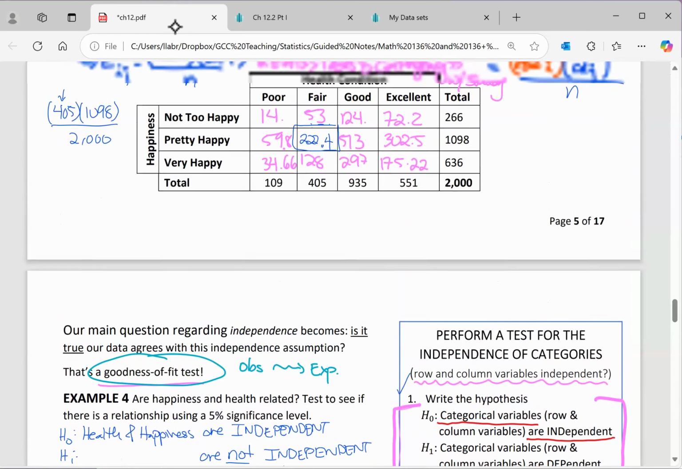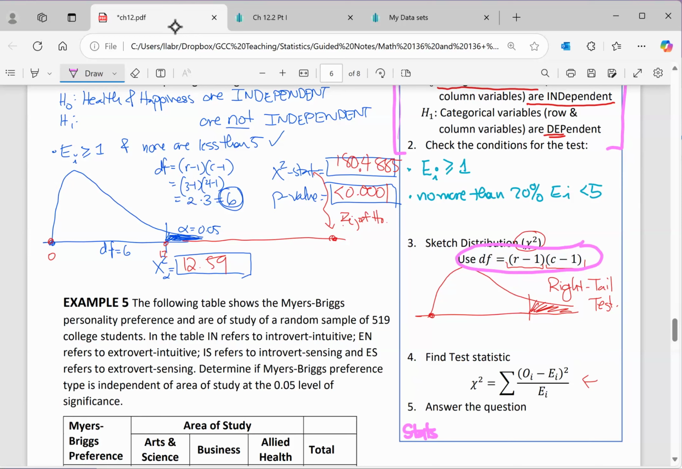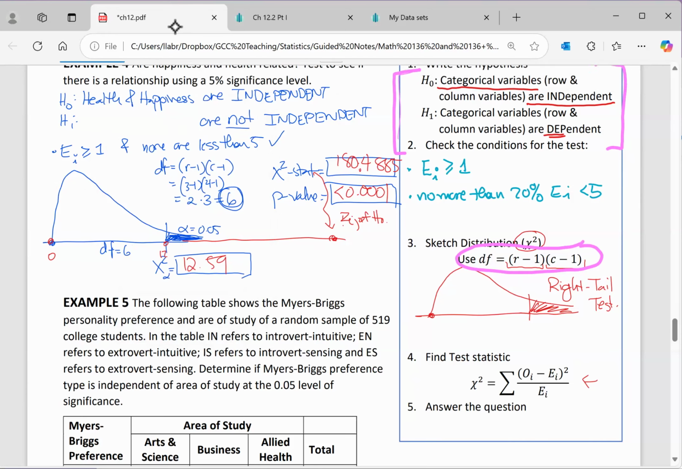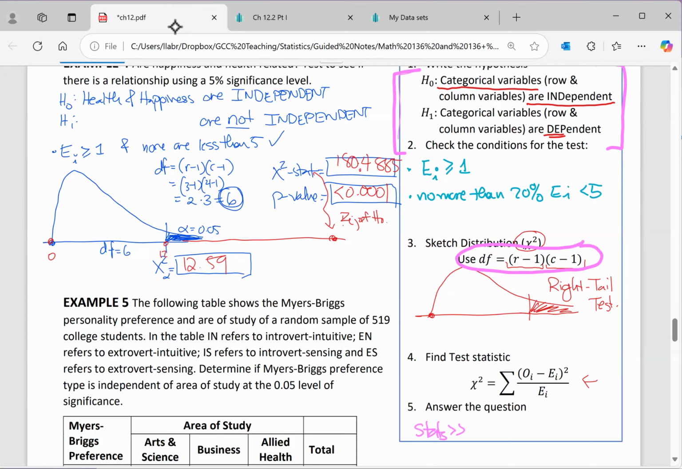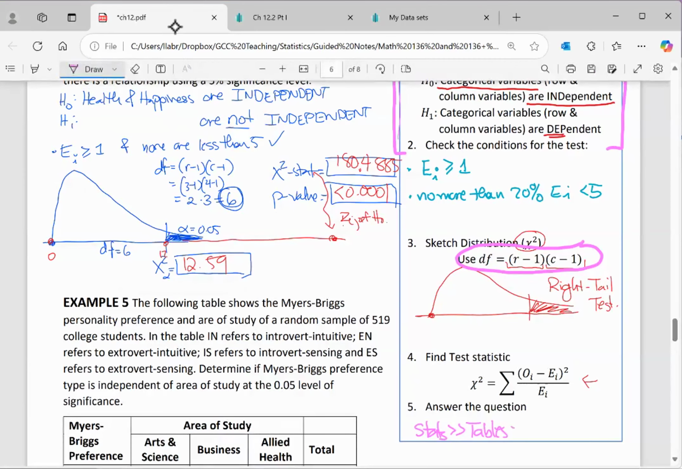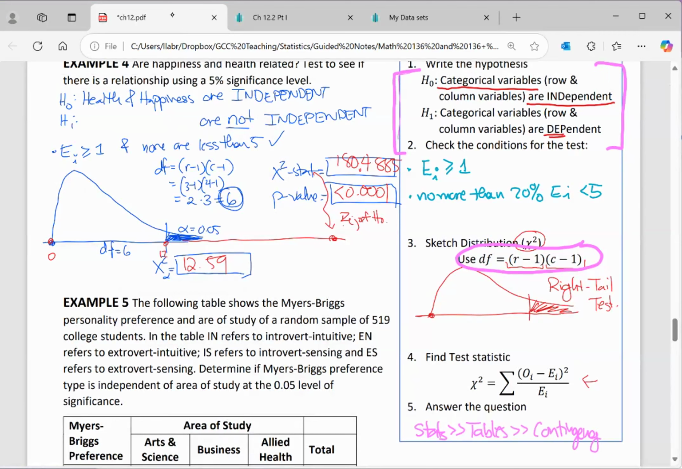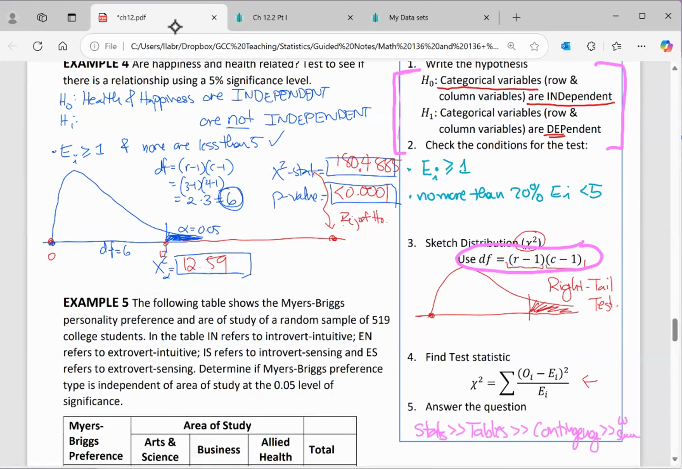I guess there is one more just to emphasize, and that was the command that we had to use. The command was Stats, Tables, Contingency, and we're going to select With Summary. But that is more or less it. In the next example, we will work through example 5.